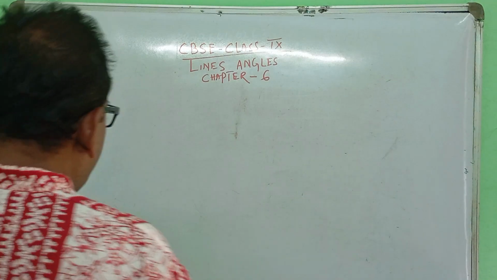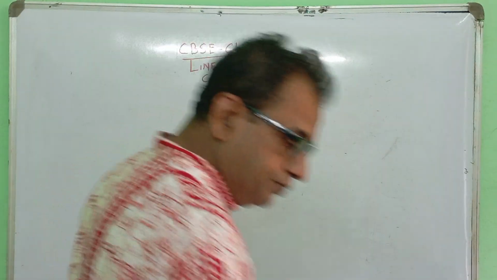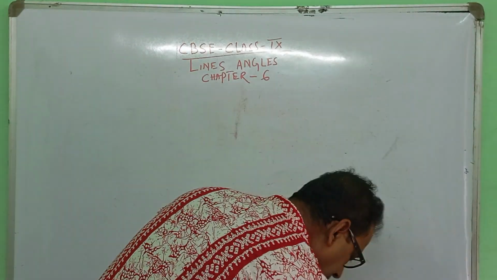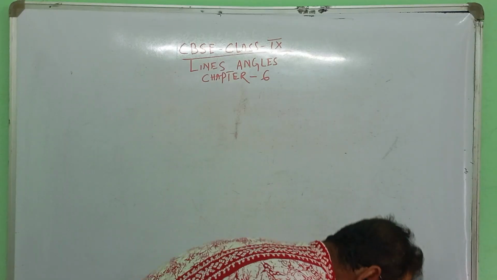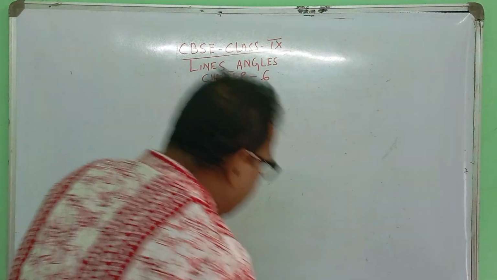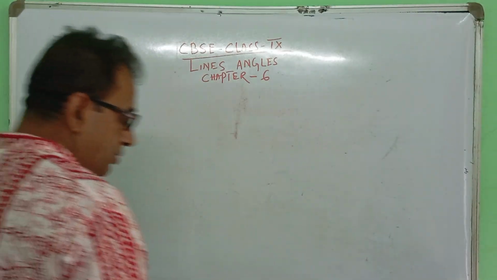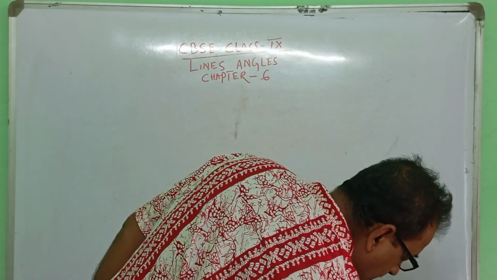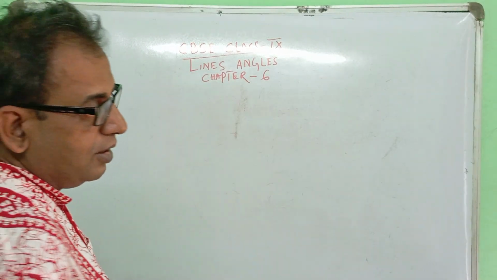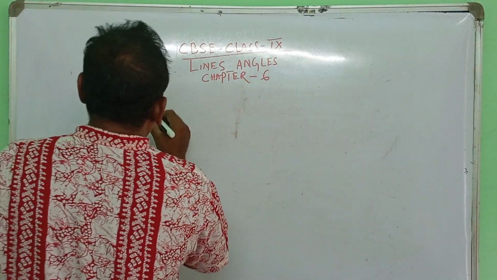Today we are starting with the chapter CBSE Class 9 Lines and Angles. Clear? Now, before we start class 9, we will basically revise the previous classes, that is class 6, 7, and 8 types of angle.